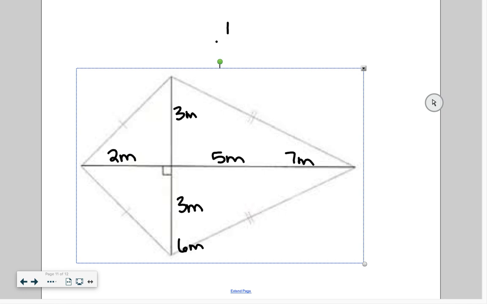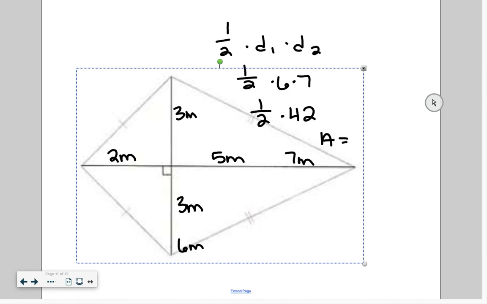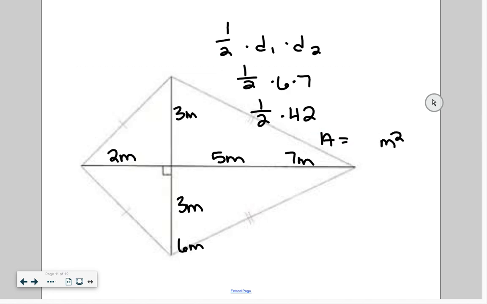So your formula is 1/2 times diagonal 1 times diagonal 2. So we have 1/2 times 6 times 7. 6 times 7 is 42, and half of 42 is 21. So the area of this kite is 21 meters squared.